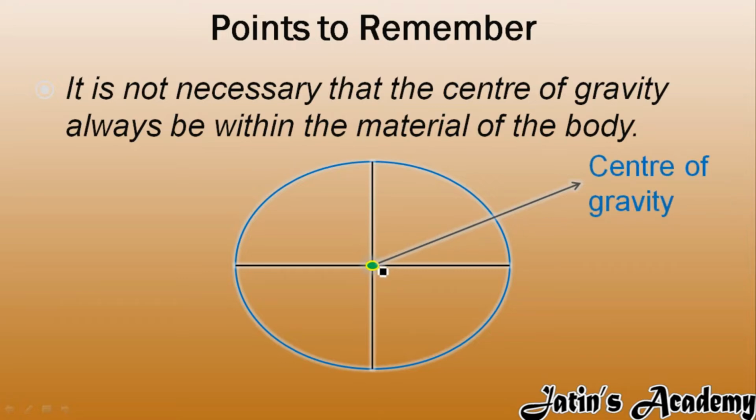The intersection of these two threads, this point we got as the center of gravity. So if you hang the bangle here, only then is the total moment of weight zero. This is called the center of gravity point. But this point is outside the material. It means that it is not necessary that the center of gravity of a body is always within the material. It can be outside the material also.